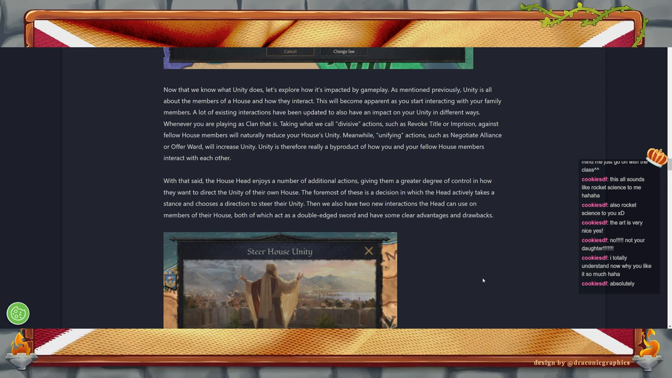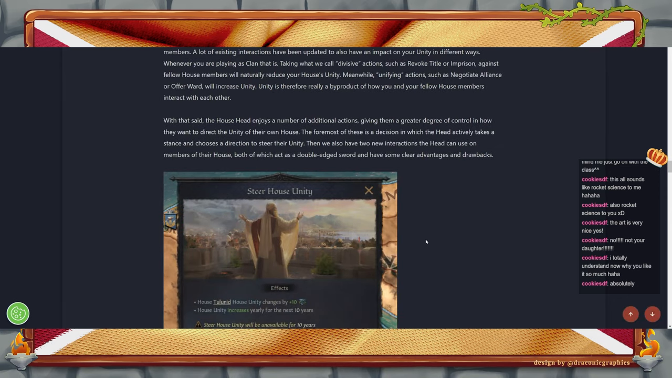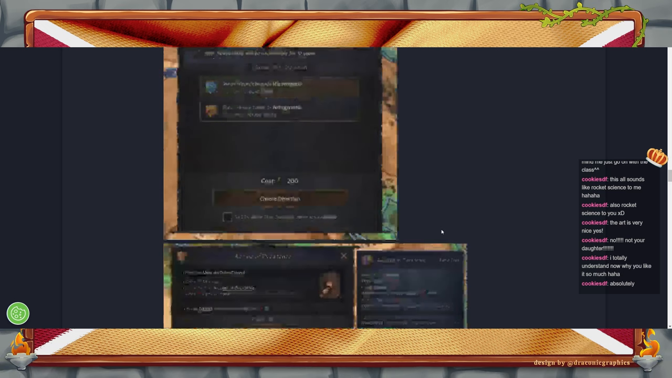Unity is therefore really a byproduct of how you and your fellow house members interact with each other. Okay, makes sense. With that said, the house head enjoys a number of additional actions, giving them a greater degree of control of how they want to direct the unity in their house. The foremost of these decisions is which stance the head actively takes, choosing the direction to steer the unity. Then we also have two new interactions the head can use on a member of their house, both of which act as a double-edged sword and have some clear advantages and drawbacks. Okay. So you steer toward harmonious or antagonistic. Yeah, okay, fine.